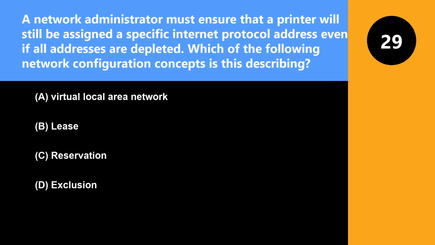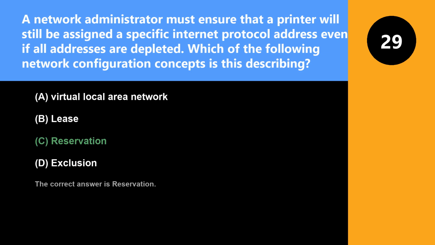Question 29. A network administrator must ensure that a printer will still be assigned a specific Internet Protocol address even if all addresses are depleted. Which of the following network configuration concepts is this describing? Option A, virtual local area network. Option B, lease. Option C, reservation. Option D, exclusion. The correct answer is option C, reservation.